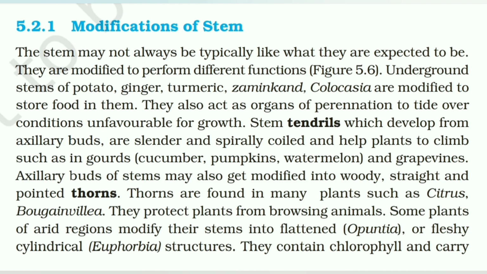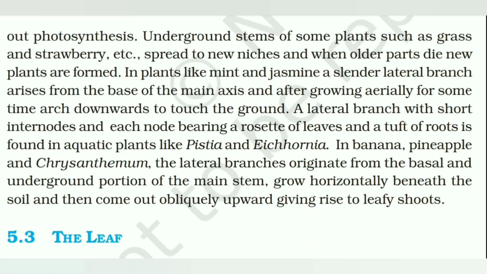Axillary buds of stems may also get modified into woody, straight and pointed thorns. Thorns are found in many plants such as citrus, bougainvillea. They protect plants from browsing animals. Some plants of arid regions modify their stems into flattened, Opuntia, or fleshy cylindrical, Euphorbia, structures. They contain chlorophyll and carry out photosynthesis.